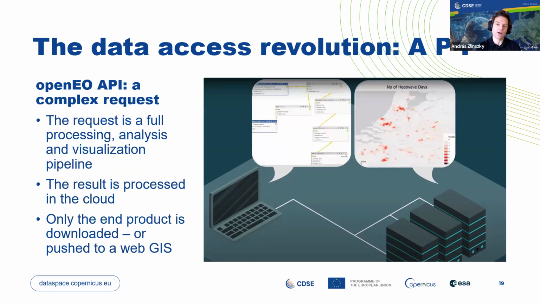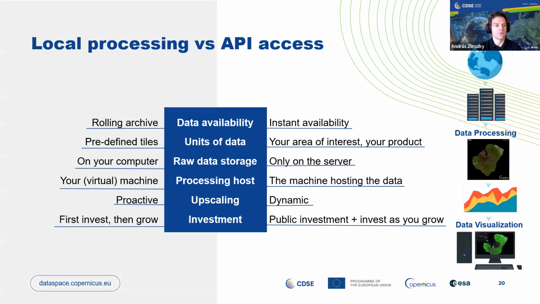But we can also have very complex APIs that actually enable full processing chains to be sent to the server. So you outline a processing code, a sequence of analysis steps, and this is not running on your computer. It's sent to the server, and the server does it for you on the cloud, and then the end result, the map, is sent to you, or it's pushed to a web GIS. This is what our APIs can do, for example, OpenEO, right?